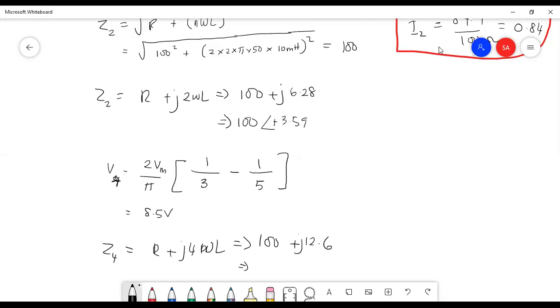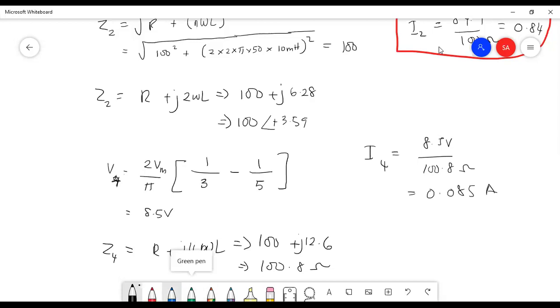100 plus j 12.6, convert into polar, and you should get 100.8 ohm. So your I4 is 8.5 volts over 100.8 ohm, so 0.085, I think, ampere. So this is I4.